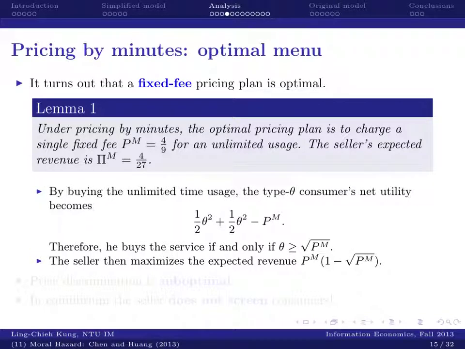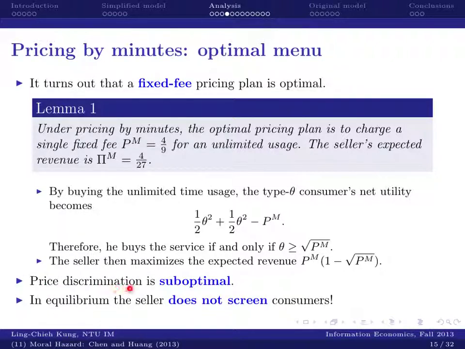Some discussions here. Suppose, as a consumer, I buy this unlimited time usage, then my utility would be this one. Why? Because when I buy unlimited time usage, my utility function will fall into this category because my consumption is so large. In this case, all I care about is whether my type is high enough to cover the cost. So I know I will buy this service if and only if my type is high enough. So the seller will maximize the expected revenue, which is the price times the amount of demand, which is 1 minus square root of the price.